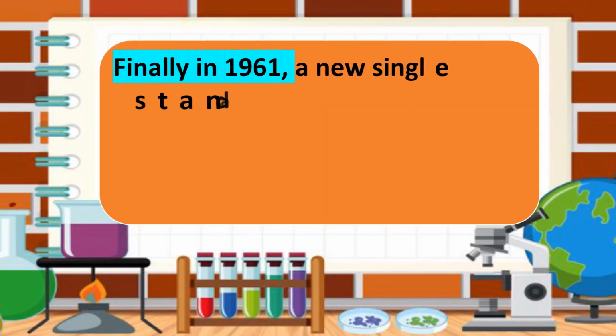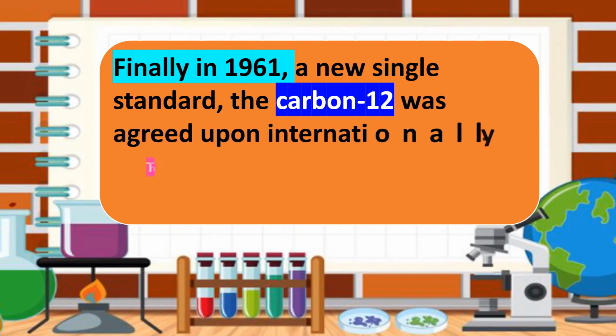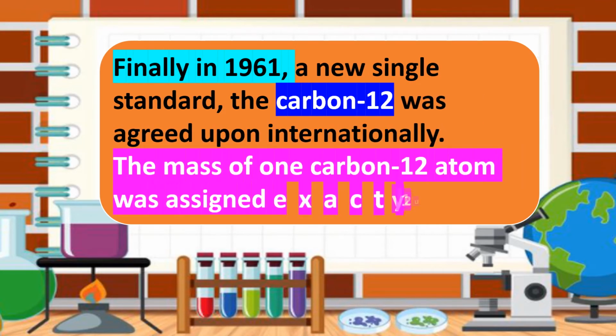So that's why they decided oxygen cannot be the standard atom. Finally, in the year 1961, a new single standard, carbon-12, was agreed upon internationally. Agreed upon internationally means it is all over the world. So they agreed all over the world that the mass of one carbon-12 atom was assigned as exactly 12 units.